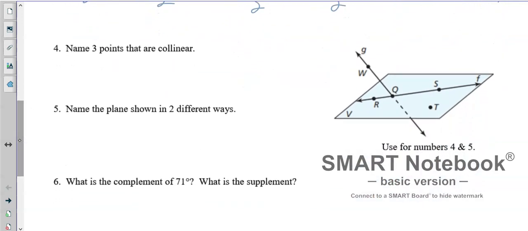All right, numbers 4 and 5 refer to this picture over to the right. It says name 3 points that are collinear. Collinear means on the same line, together on the same line. Well, there's only 2 lines drawn. Line G only has 2 letters on it, W and Q. So it can't be that. So if we look here, point R, point Q, and point S are collinear.